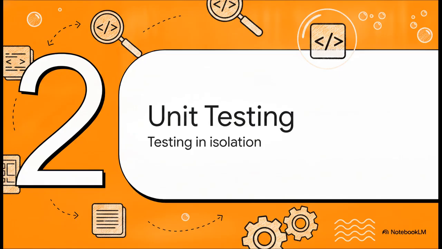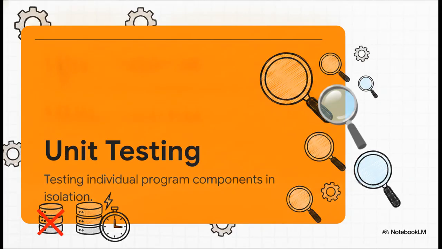Right, on to Section 2, Unit Testing Foundations. Let's transition smoothly into this very first and most granular stage of development testing. Unit testing is pretty much exactly what it sounds like. It's the process of testing individual program components, like a single function, a method, or an object class, completely in isolation. You're looking at the smallest possible pieces of the program.